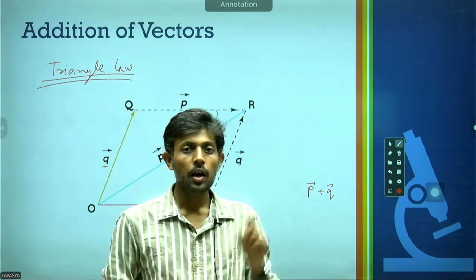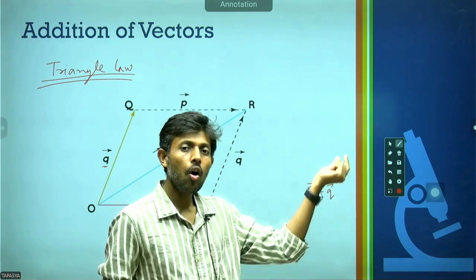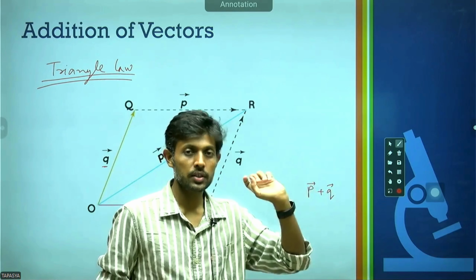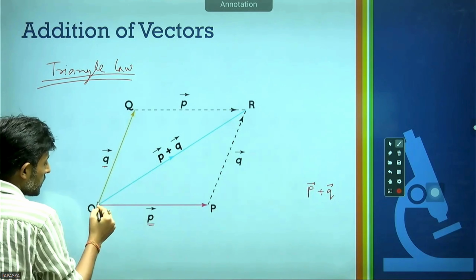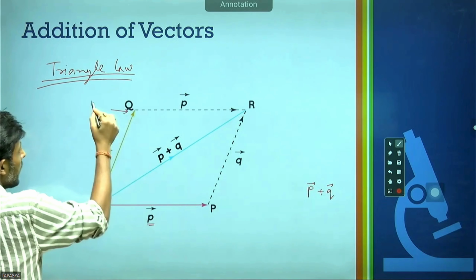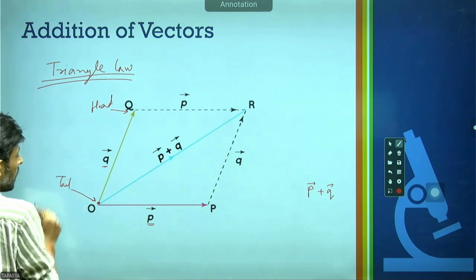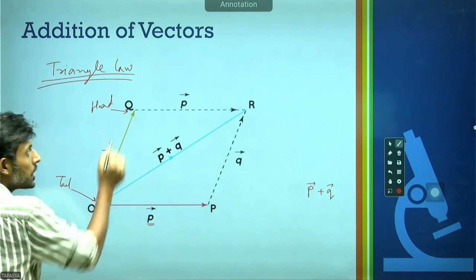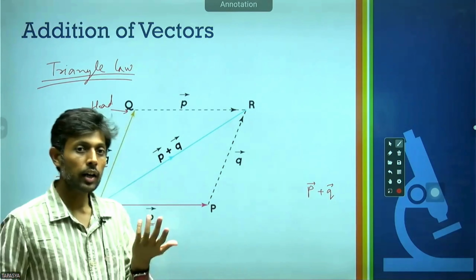How to rearrange? Bring the second vector on top of the head of the first vector. So the tail of the second vector, this is the tail of the second vector, this is the head of the second vector. This is the head, this is the tail. Bring the tail of the second vector on top of the head of the first vector. How can I do that?